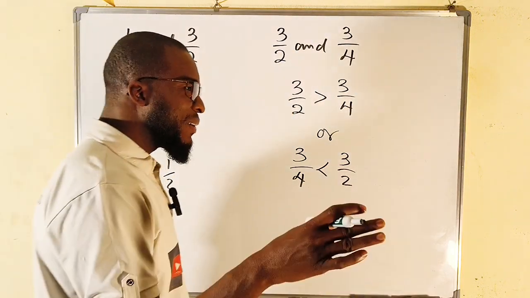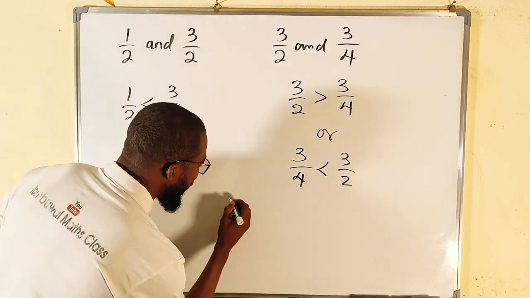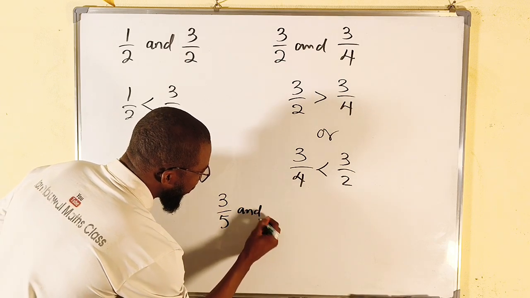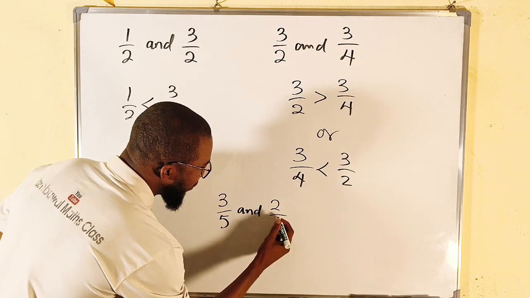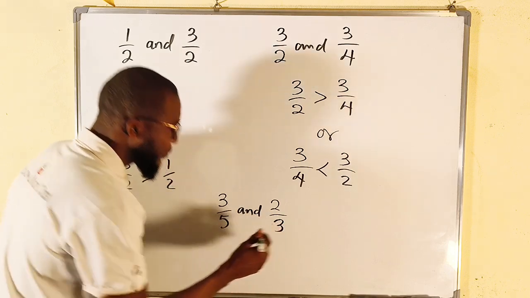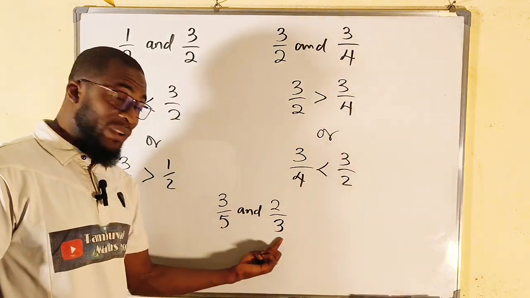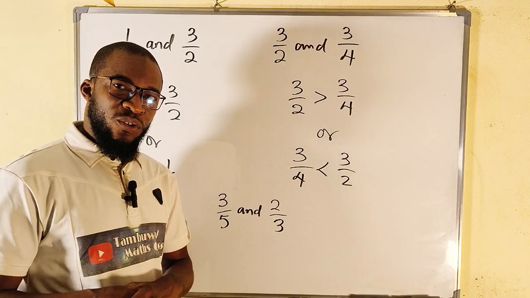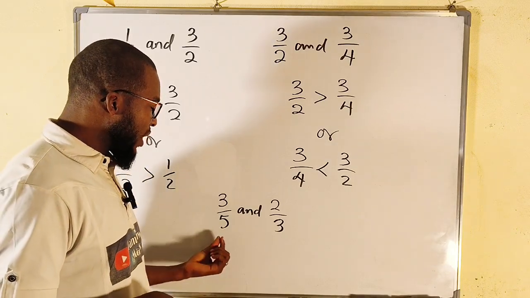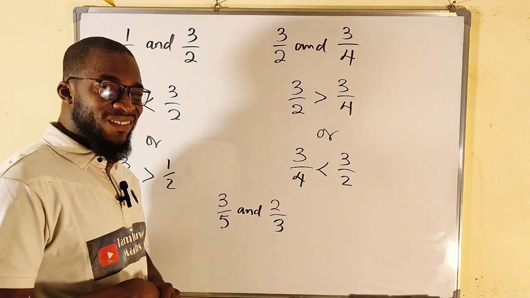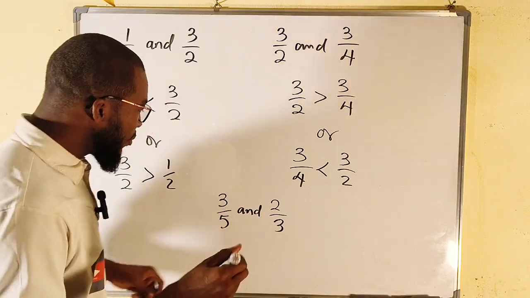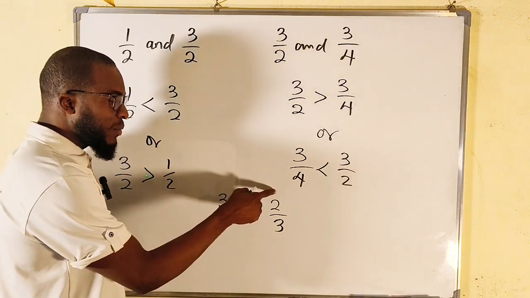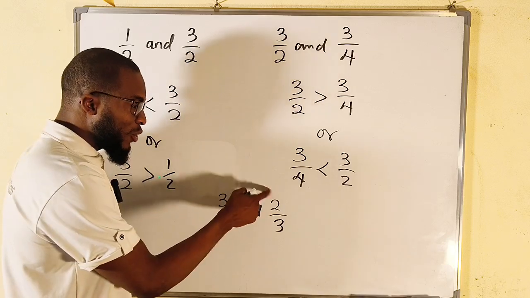But what if they have a different combination? For example, if we have 3 over 5, you want to compare it with something like 2 over, let me say, 3. You can see they have different denominators, different numerators. How can you do that? I think the best way is to use equivalent fractions. What you can do is change their denominators to be exactly the same, or their numerators. For example, if I want to make their numerators the same, I can multiply this by 2 and multiply this by 3.